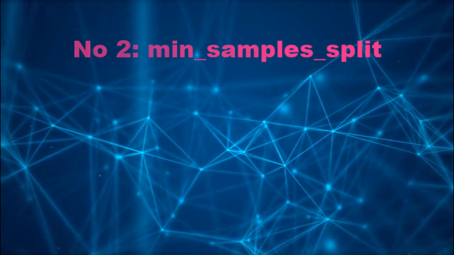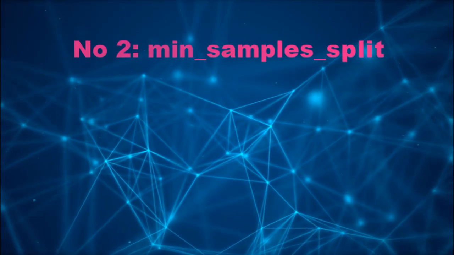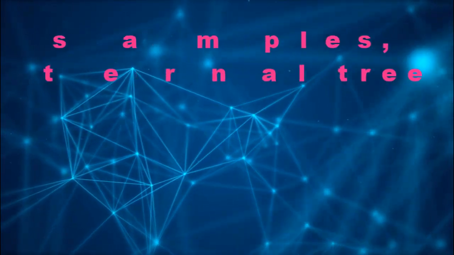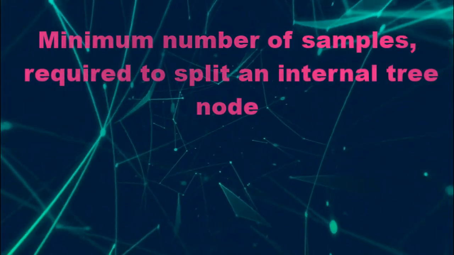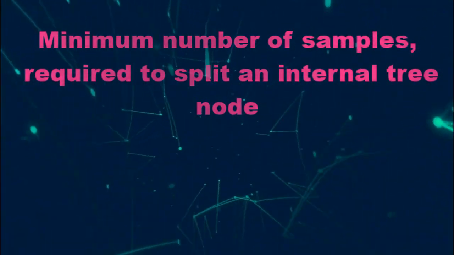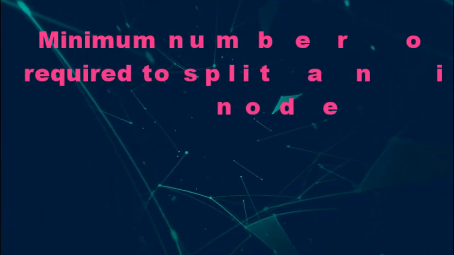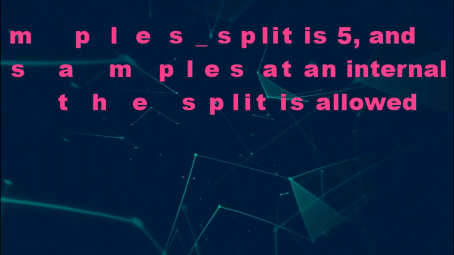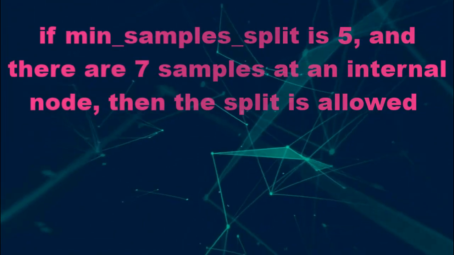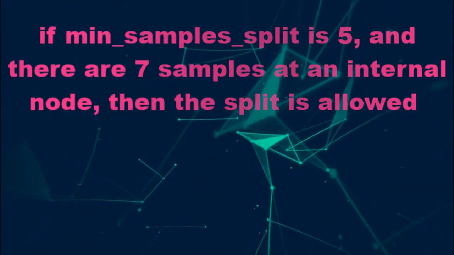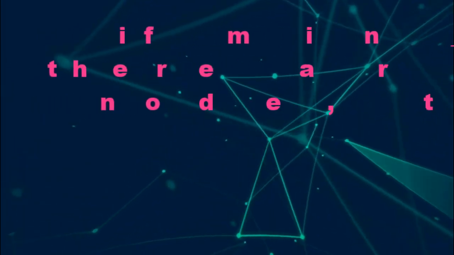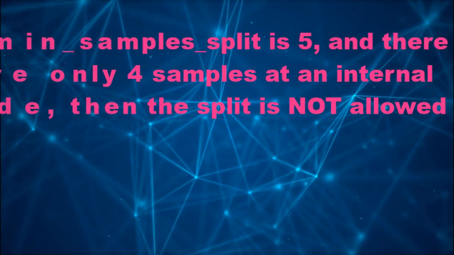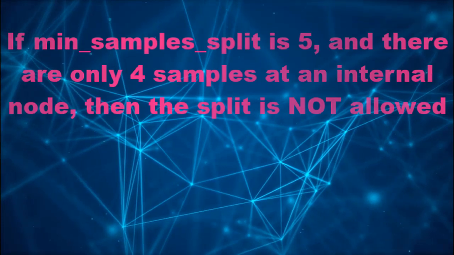The second concept used here is minimum samples split. Minimum sample split specifies the minimum number of samples required to split an internal tree node. For instance, if minimum sample split is 5 and there are 7 samples at an internal tree node, then the split is allowed. However, if minimum sample split is 5 and there are only 4 samples at an internal node, then the split is not allowed.